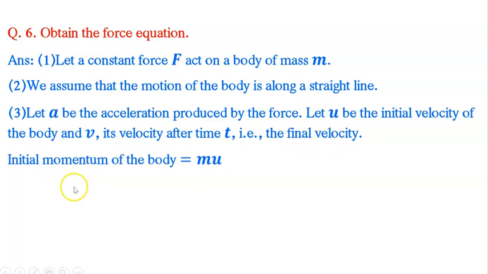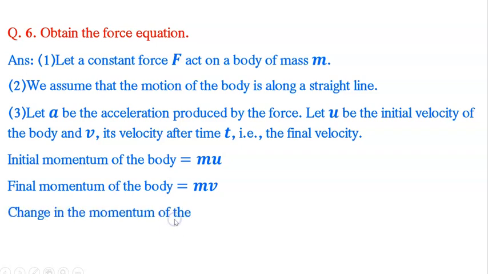Now, initial momentum. We know that the momentum is the product of mass and velocity. Therefore, the initial momentum of the body is m into u, where u is the initial velocity. The final momentum of the body is equal to m into v, that is the final velocity. Now, the change in the momentum of the body, that is final momentum minus initial momentum, means mv minus mu.